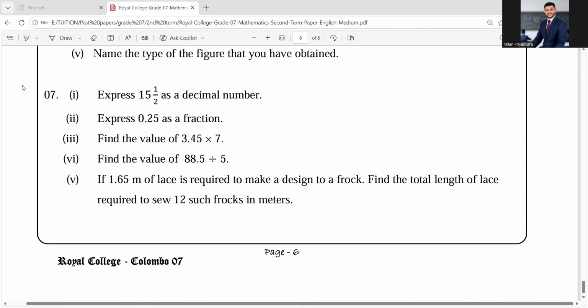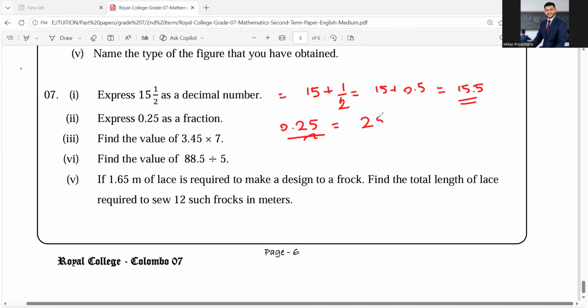Okay, now we are going to the last question, question number 7. Express this as a decimal number. So you can write 15 plus 1 over 2, which is equal to 15 plus 0.5. It's equal to 15.5. Express 0.25 as a fraction. You can write it like 25 over 100. Right, now this is a fraction. Now you have to go to the simplest form. You divide this by 25, divide this also by 25. And that's how you go to the simplest form. Then you get 1 over 4.